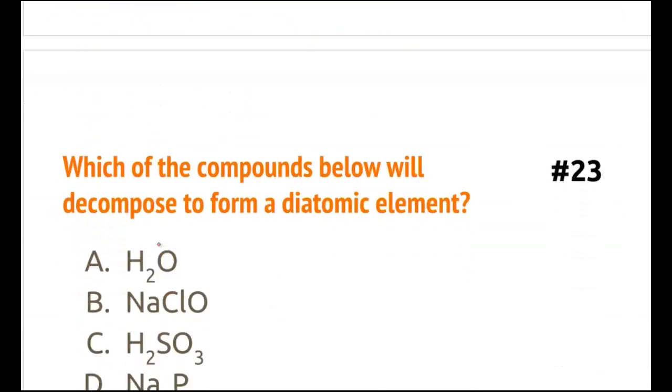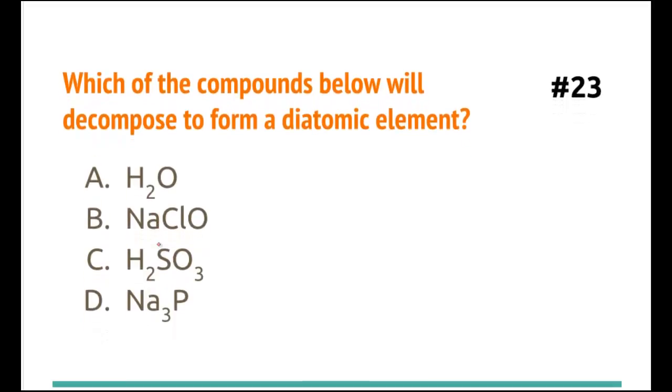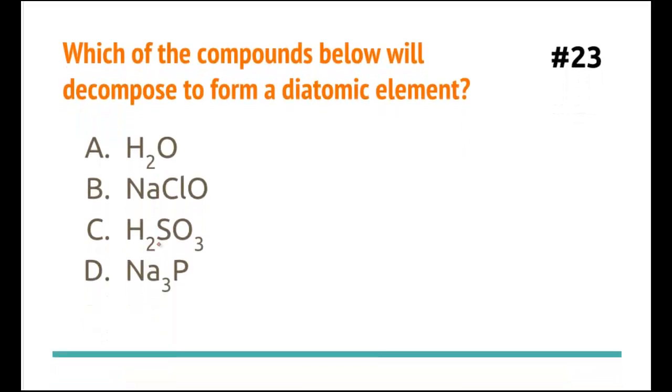All right. Number 23, asking which of the following will decompose to form a diatomic element. So they're all going to go through decomposition. Which will make a diatomic element? Well, when water decomposes, you're going to get hydrogen and oxygen. That's one of those binary compounds. It's just going to break apart into its 2 elements nearly always. And that's what's happening here. Both of those are diatomic. So it's obviously that one, right?